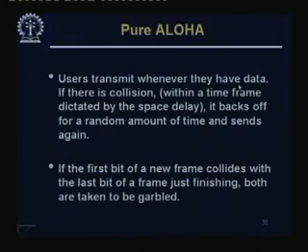Users transmit whenever they have data. If there is a collision within a time frame dictated by the space delay, the user backs off for a random amount of time and sends it again. If the first bit of a new frame collides with the last bit of a frame just finishing, both are taken to be garbled.